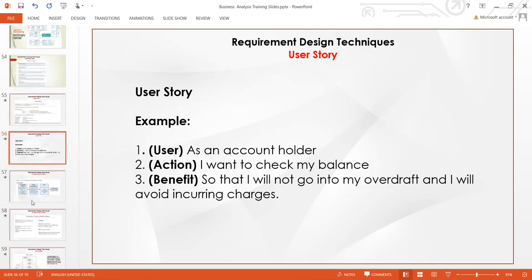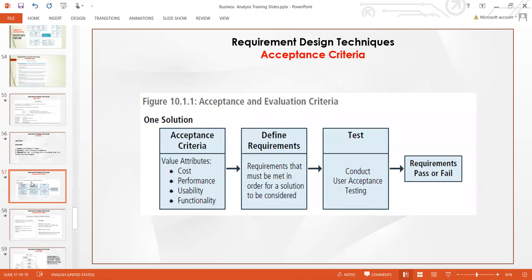Then we move to acceptance criteria. Acceptance criteria is a requirement that must be met in order for a solution to be considered acceptable. That is, the user story must reach this requirement. You know, this is what acceptance criteria means. We're looking at the cost attribute, you're looking at the value attributes. You look at the cost, performance, usability, and functionality. That is the areas you assess a user story. This acceptance criteria is used to measure the user story. And to do that, you need to conduct a test. A test called the user acceptance test, UAT.